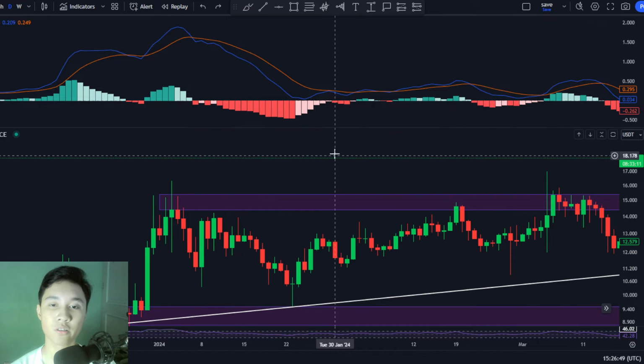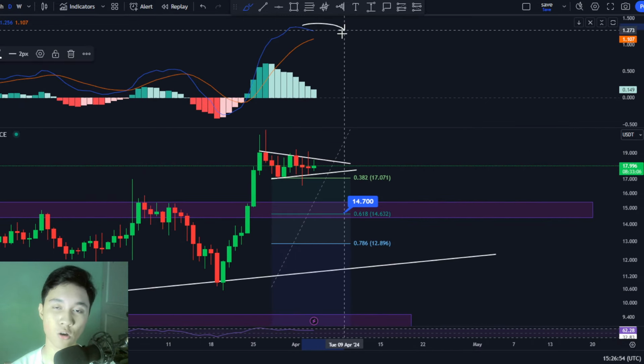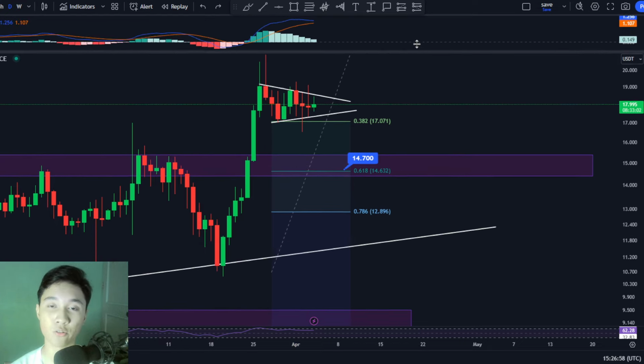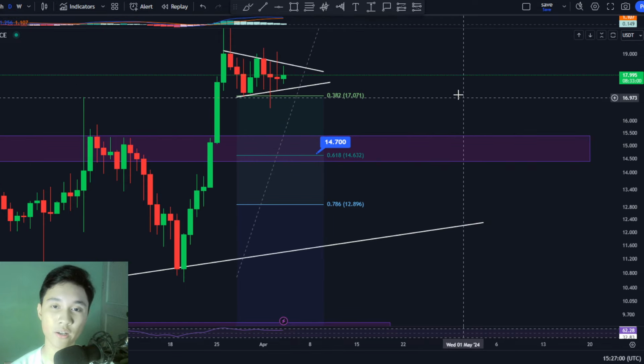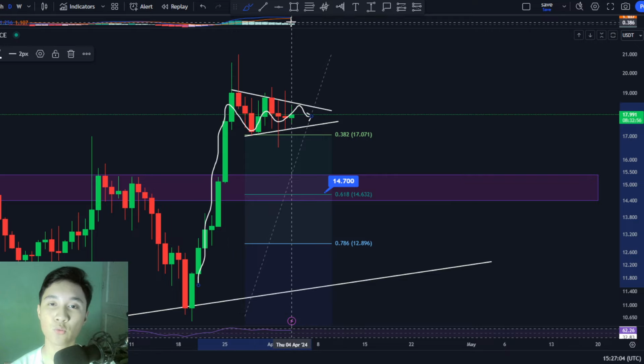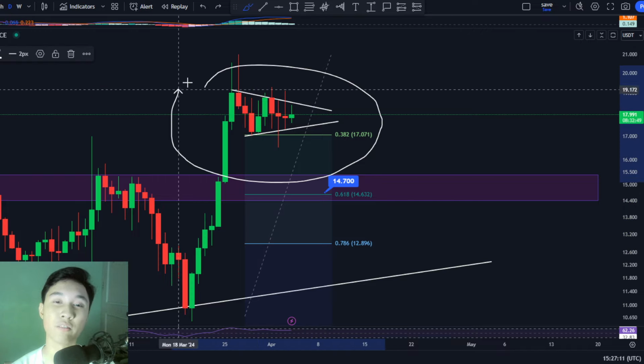And right now, you guys can see that ICP is about to have a bearish cross in the MACD. Therefore, I'm not saying that a dump is guaranteed, but right now ICP has formed a bullish pattern right here, and since we have formed a bearish cross in the MACD, there is a likelihood that this bullish pattern could be invalidated.